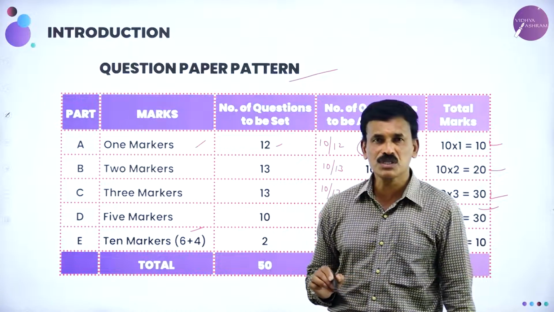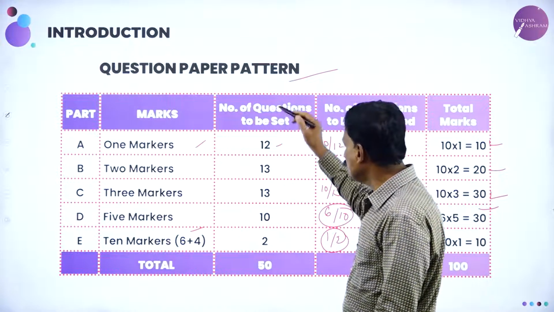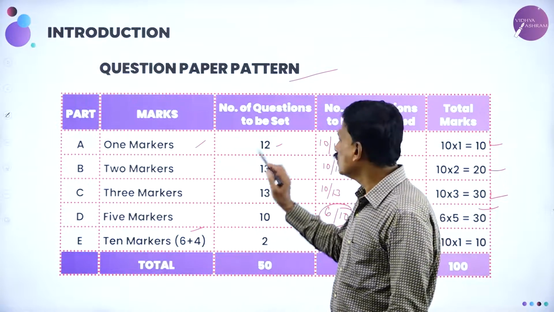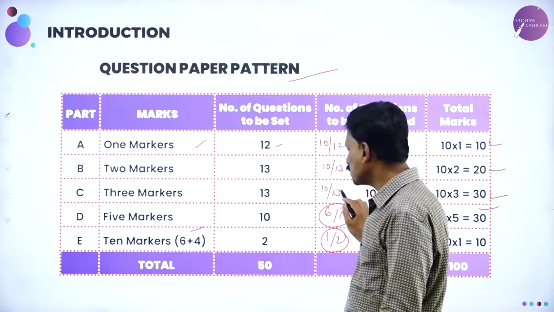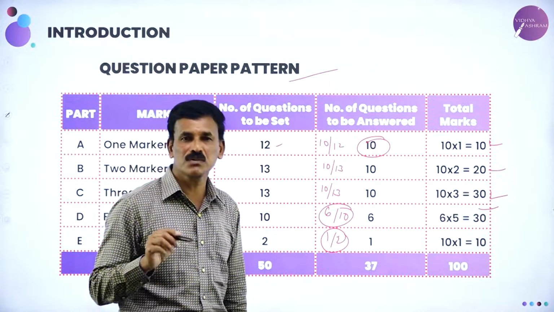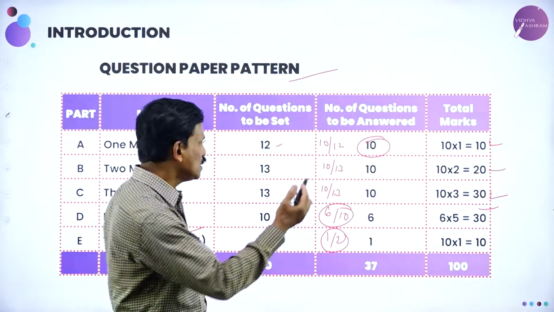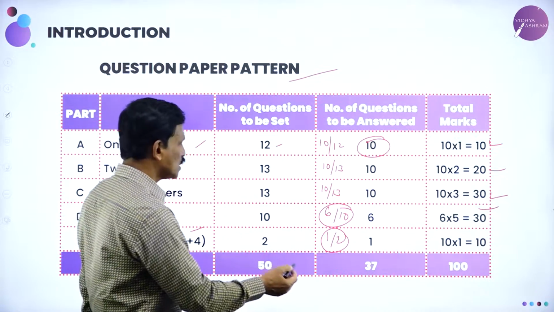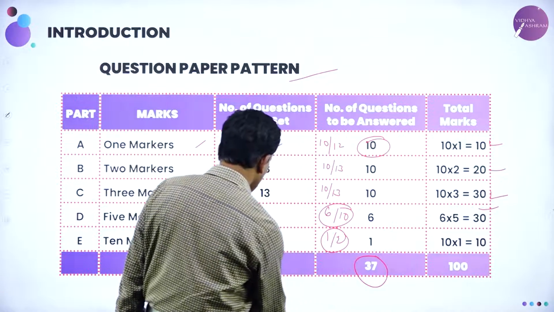One is for 6 marks, another one is for 4 marks. So this is the question paper pattern for your final examination. 1 mark 10 questions, 2 marks 10 questions, 3 marks 10 questions, 5 marks 6 questions, and 10 marks, 6 plus 4, 1 question. So totally 100 marks. So the number of questions you are going to answer is 37 questions out of 50 questions.